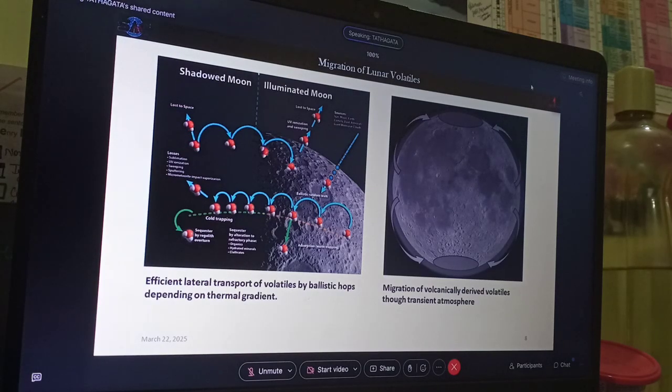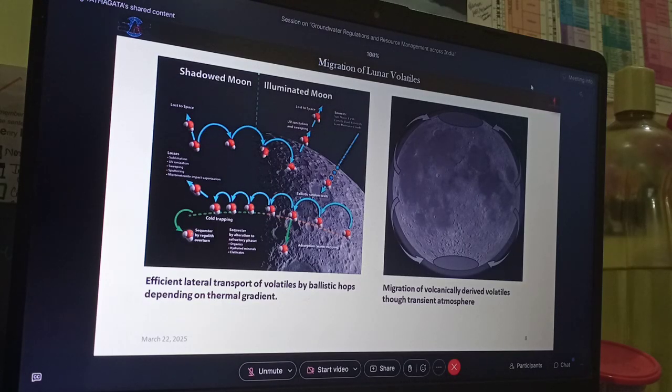Now we have water. How is this water getting transported, and where? So if the water is coming from extraterrestrial sources like exogenous sources of comets and asteroids, then this water is actually getting transported to the shadowed parts of the moon. Why? Because of the thermal gradient. In the illuminated part, because of the solar beam, this water gets dissociated. So the water cannot be preserved there. So this water is getting transported by hopping mechanisms to the shadowed regions where it can be preserved.